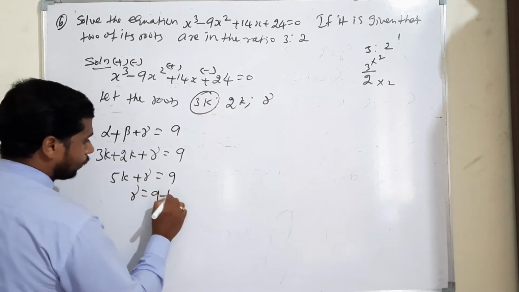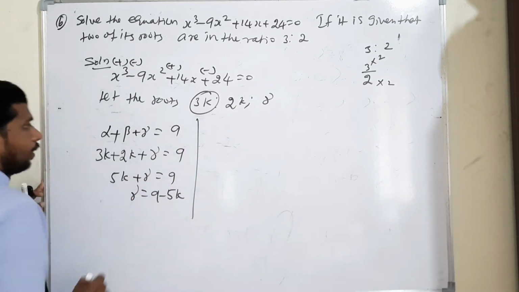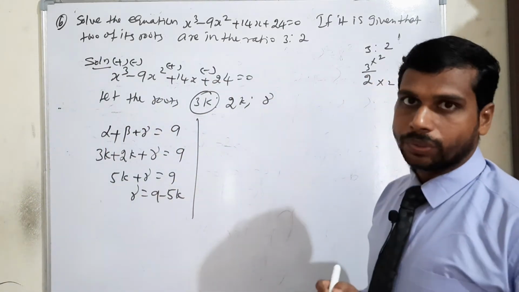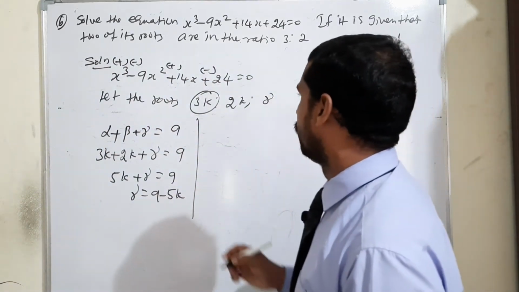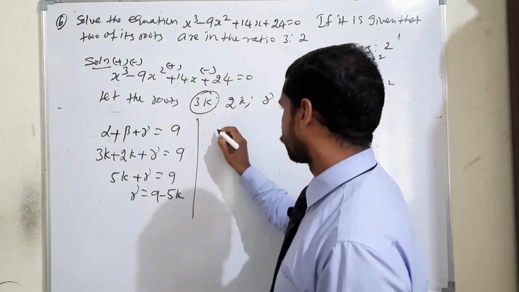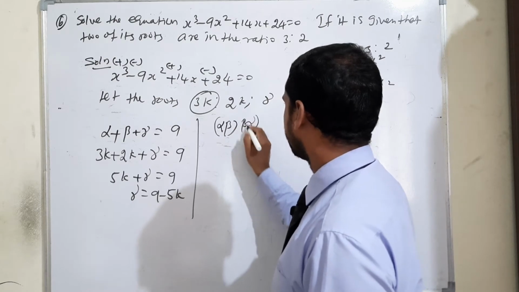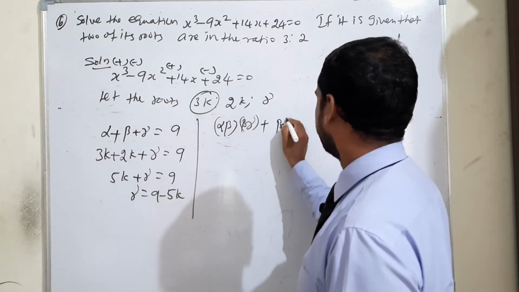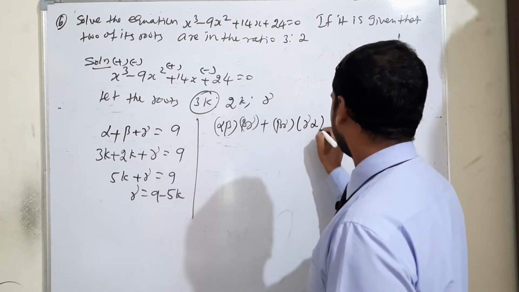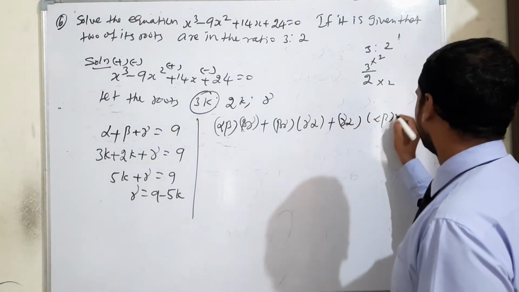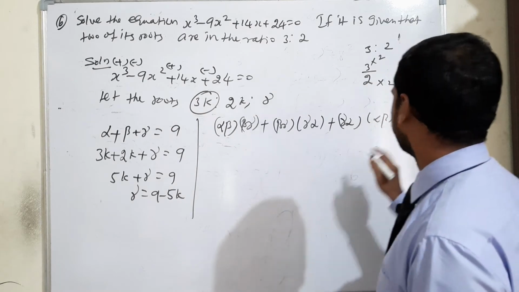Therefore gamma is equal to 9 minus 5k. This is the sum of the roots taken one at a time. Then the sum of the product of the roots taken two at a time. Taken two at a time means alpha beta, isn't it? So alpha beta, then beta gamma, plus gamma alpha. The last condition, gamma alpha into alpha beta is equal to 14 will come, isn't it?